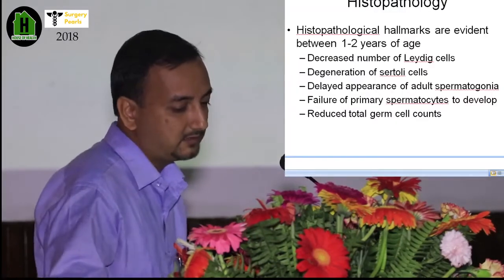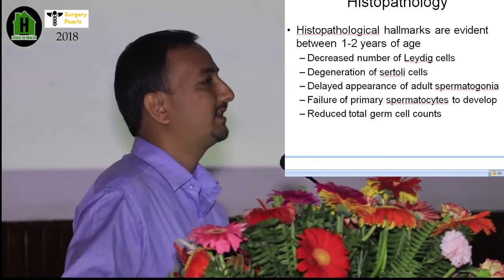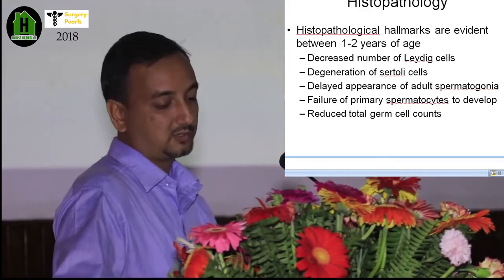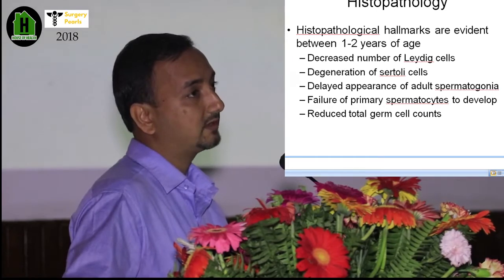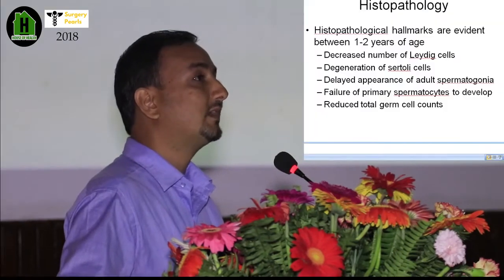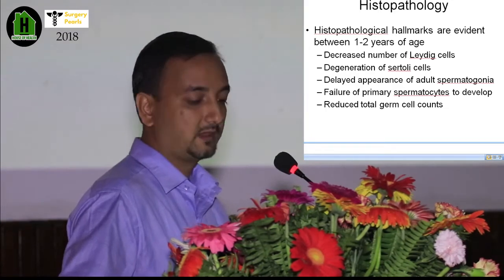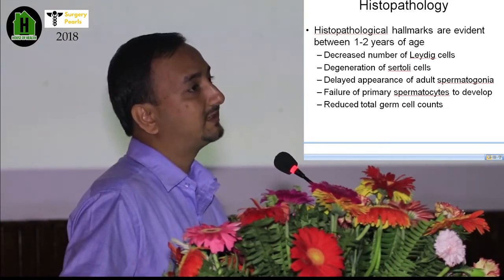So the histopathological hallmarks are evident between 1 to 2 years of age. Before that, you won't see any histopathological hallmarks. So the histopathological hallmarks will be decreased number of Leydig cells, degeneration of Sertoli cells, delayed appearance of adult spermatogonia, failure of primary spermatocytes to develop, and reduced total germ cell count. That is why it is so important to perform orchidopexy before a certain age, because those testes that stay inside the abdomen lose their capacity for fertility.